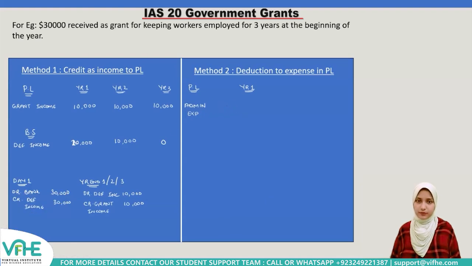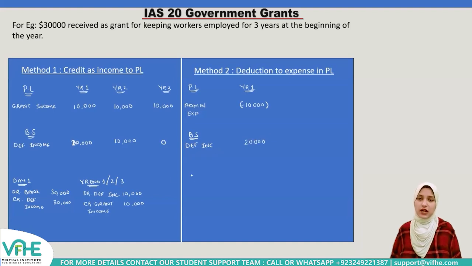I think the proper place would be to write it over here. Your admin expense is going to drop by 10,000. This is expense that is dropping by 10,000. Okay, and in the balance sheet, the same thing. You will have a deferred income at the end of year 1 up to the extent of 20,000.